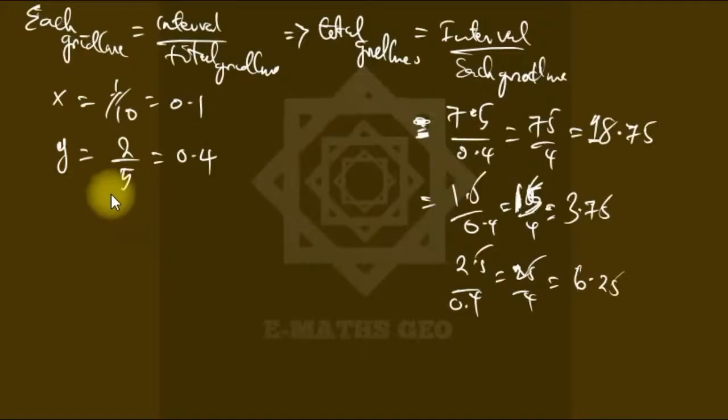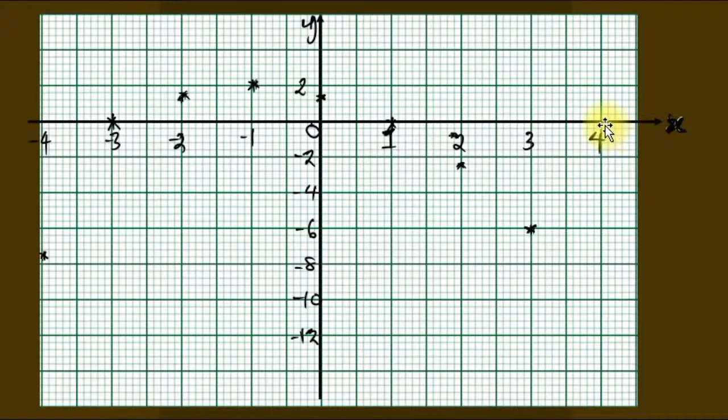So we still do that same thing. 10.5 divided by 0.4, which is 26.25. So we'll count 26, so 5, 10, 15, 20, 25, 26, so somewhere.